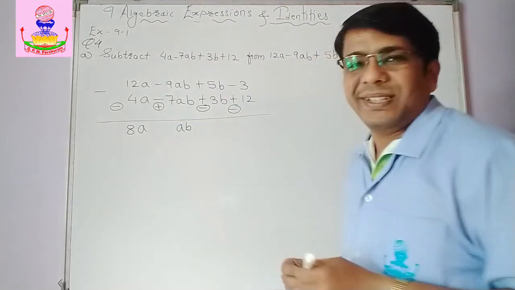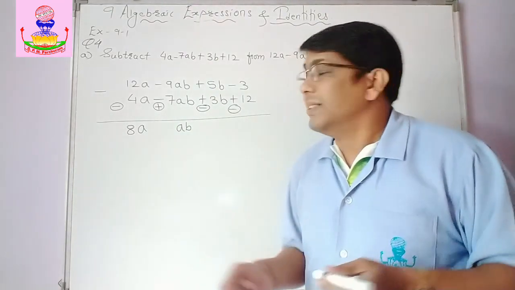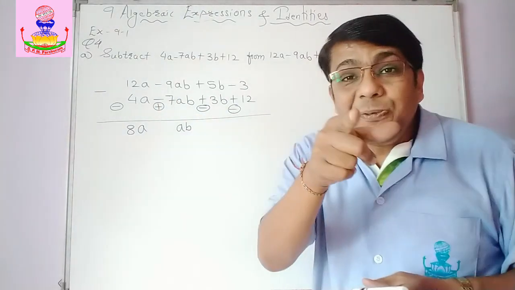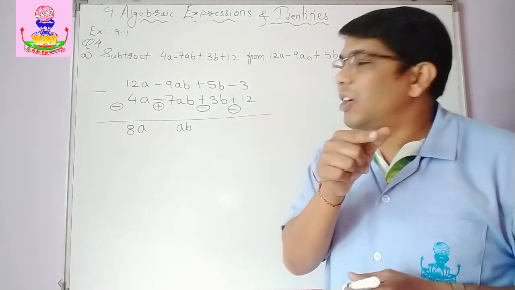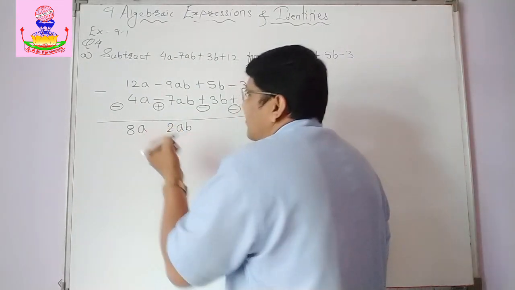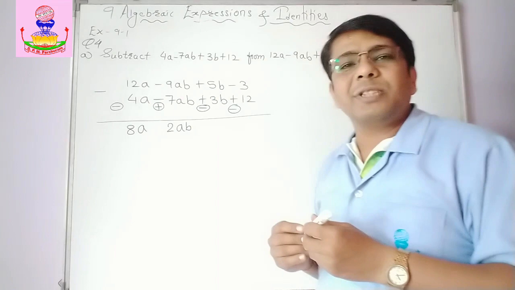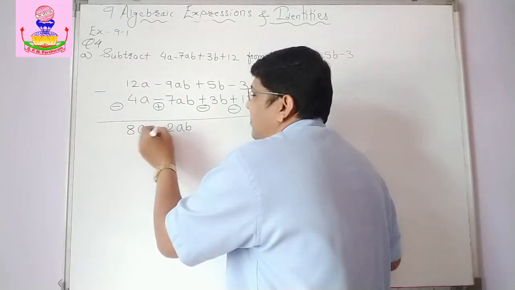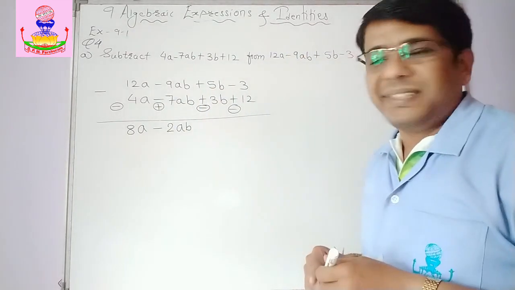Write here ab. First write the variables. Then let's go for the operation. Minus 9 plus 7. Difference in sign, go for subtraction. 9 minus 7, 2. Give the sign of the bigger number. Who is the bigger number? 9. What sign has it got? Minus. So give the minus sign.